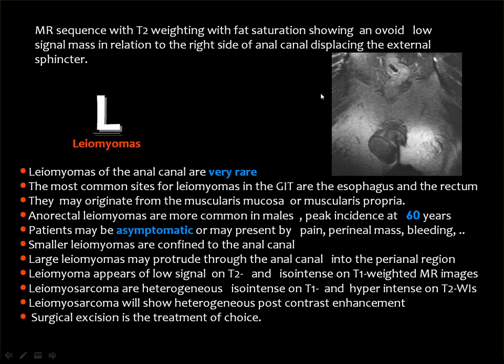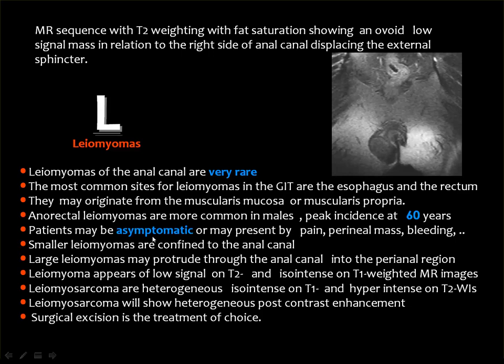Then we came to another benign lesion, which is leiomyoma. And you know that leiomyoma is common in the GI tract, especially in the esophagus and the rectum. But leiomyoma of the anal canal is considered very rare. The tumor originates from the muscularis propria, and the lesions are more commonly seen in males with a peak incidence in elderly life.